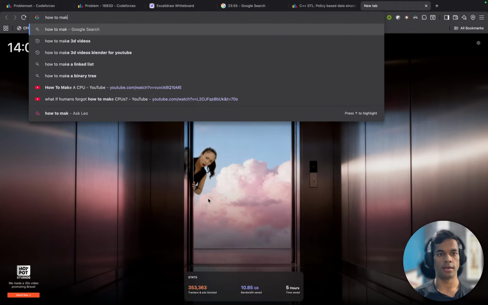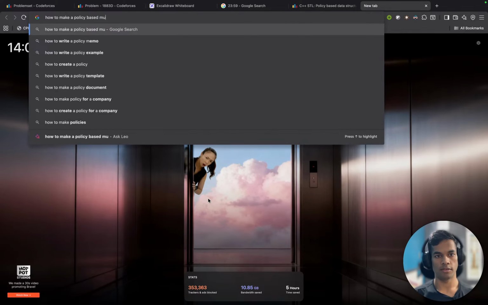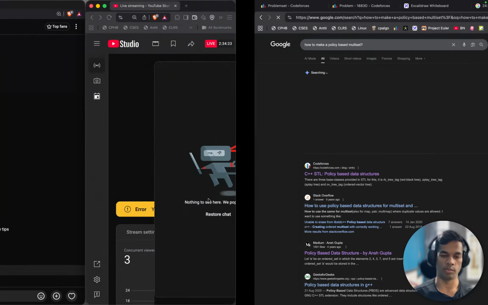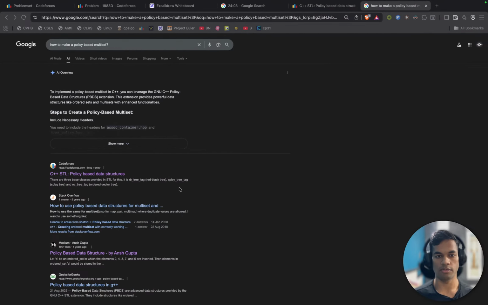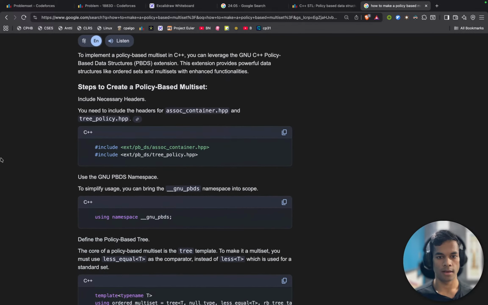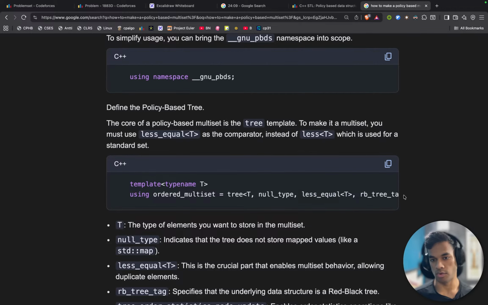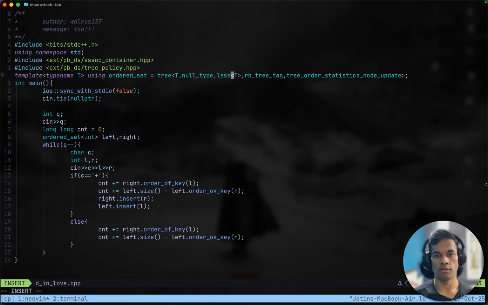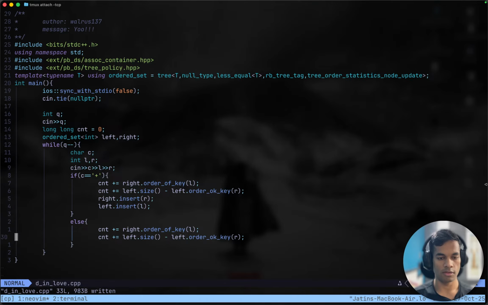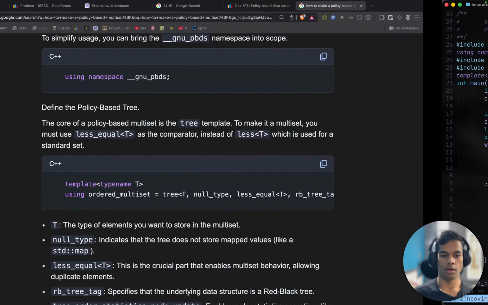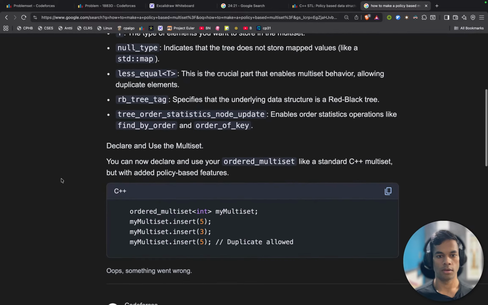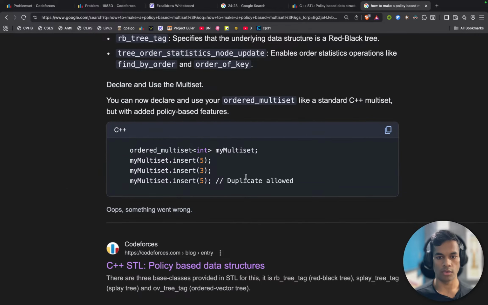How to make a policy based multi-set. Policy based multi-set in C++. I think we just have to change the less than equal. Yeah, that is what we have to do. Less than equal makes sense, so that this is a multiset and we are not removing all the occurrences of some number. And insert, how to remove.